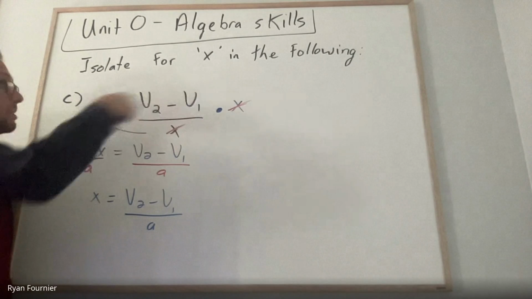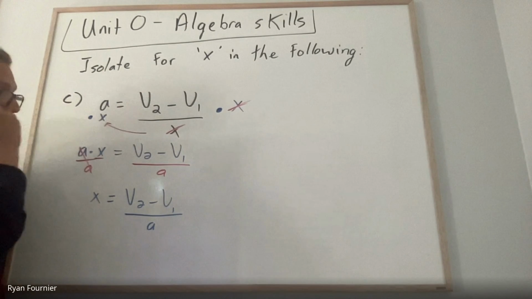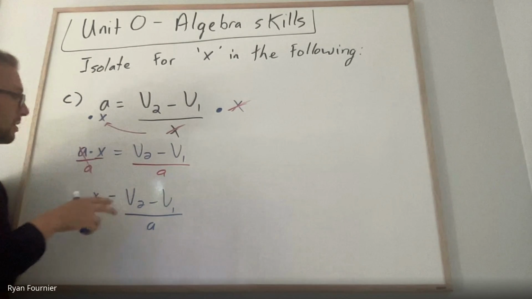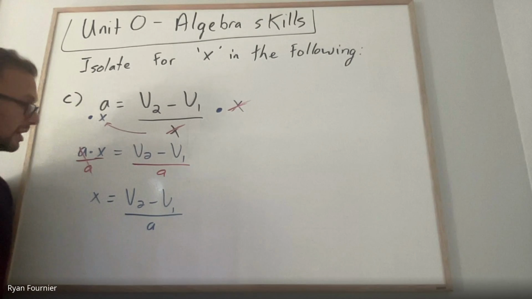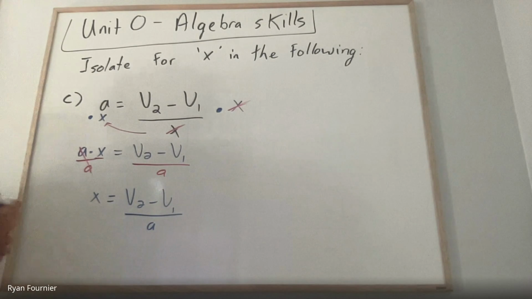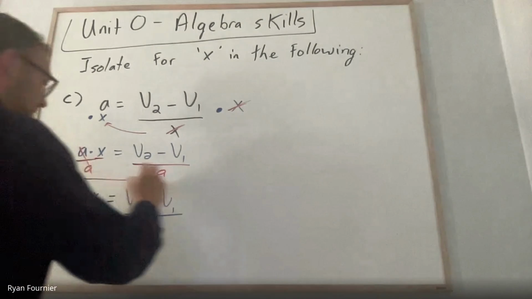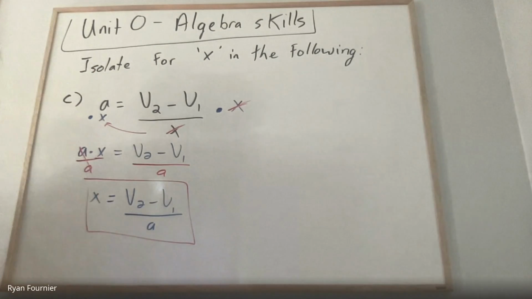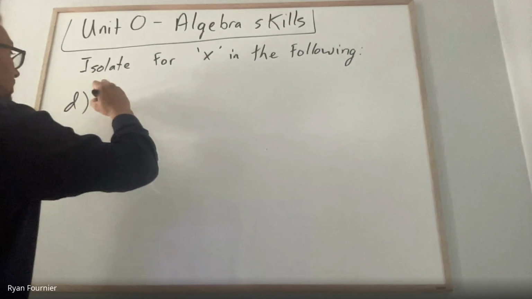I put the x over here, right? So now I don't have a denominator or a fraction. And then I divided both sides by a. And then finally, my final formula for x ended up being x equals v2 minus v1 over a.